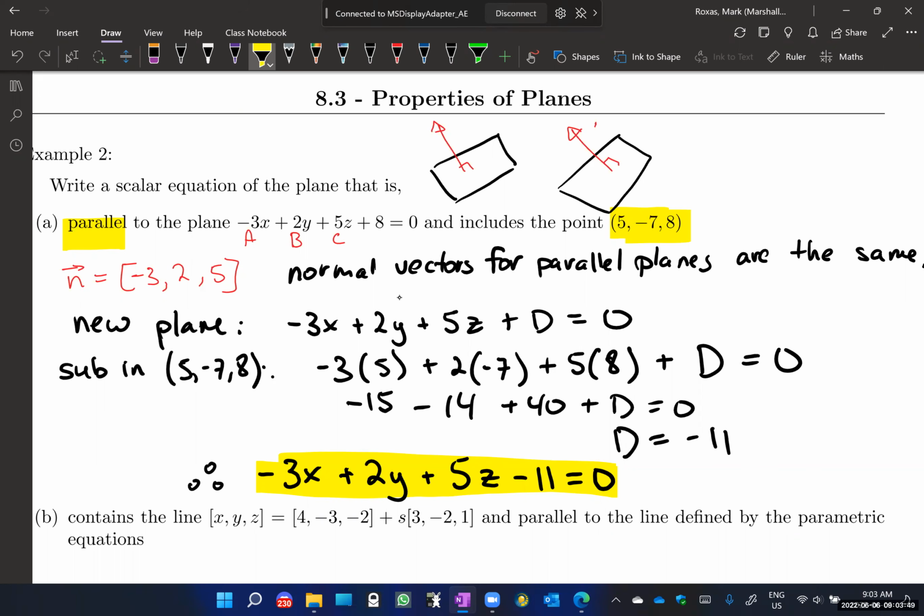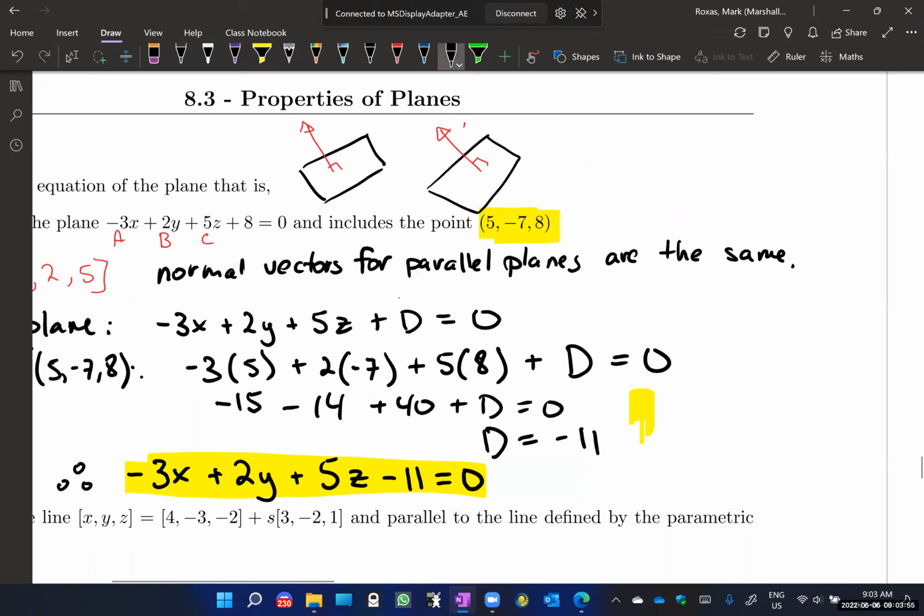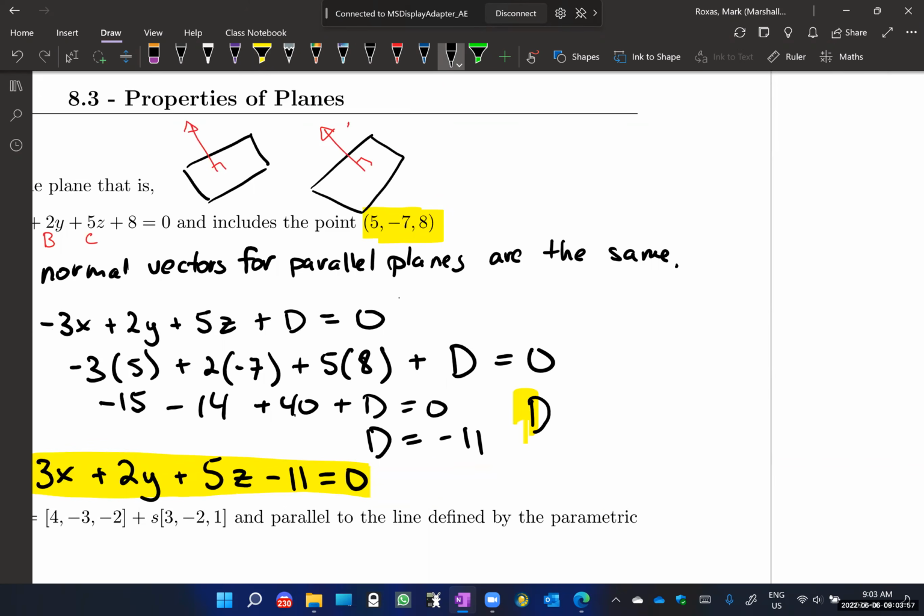Unless I did something wrong here. d equals, you bring the 40 to the other side, it's -40, right? And then +15, +14, that's 29. 29 minus 40 is -11. Unless I got these numbers wrong, which I don't think I did.